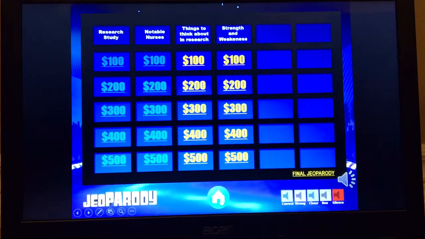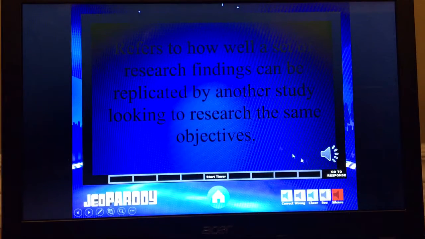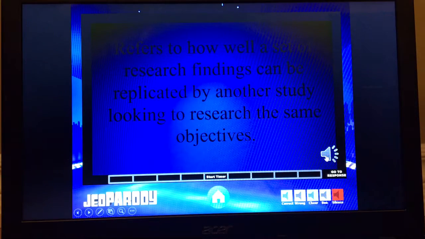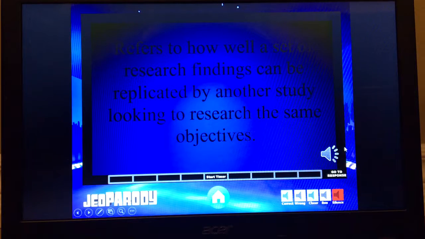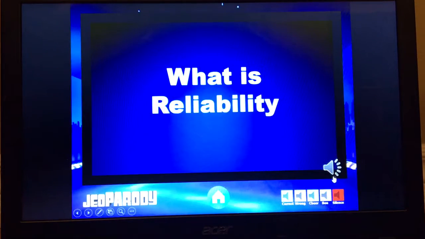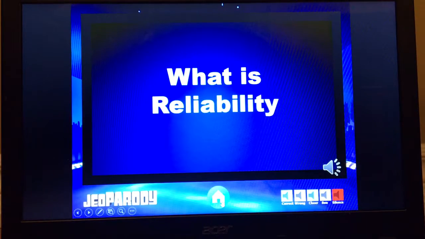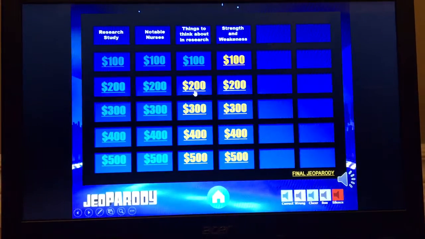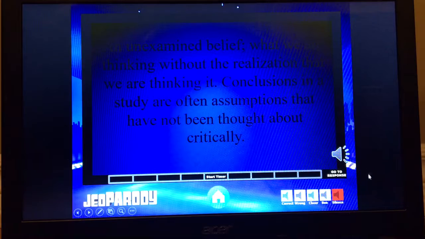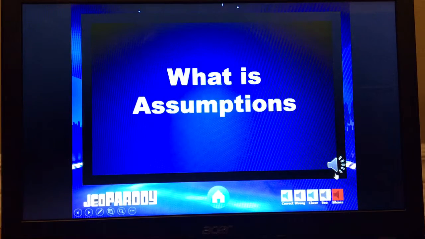Things to think about in research. Refers to how well a set of research findings can be replicated by another study looking to research the same objective. What is reliability? An unexamined belief. What we are thinking without the realization that we are thinking it. What is assumptions?